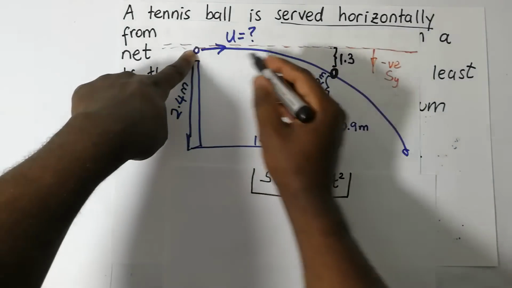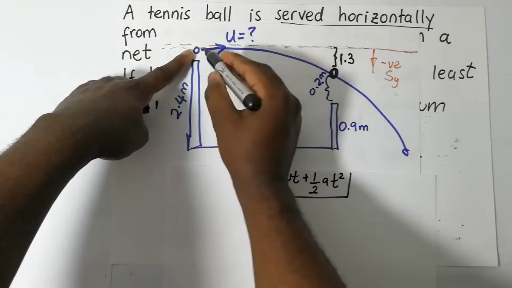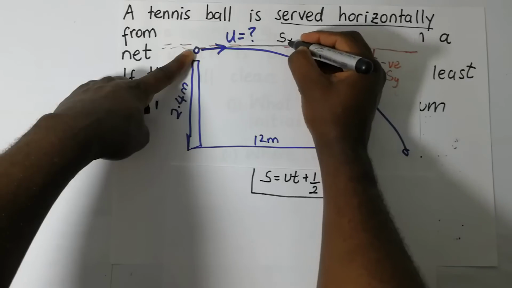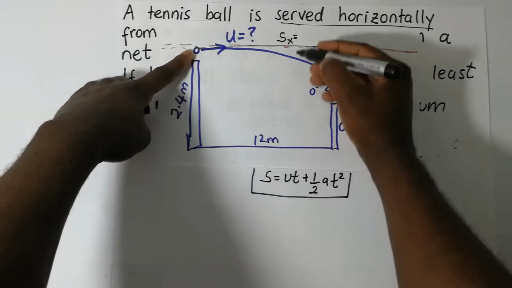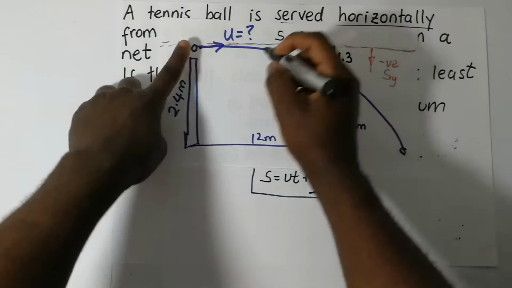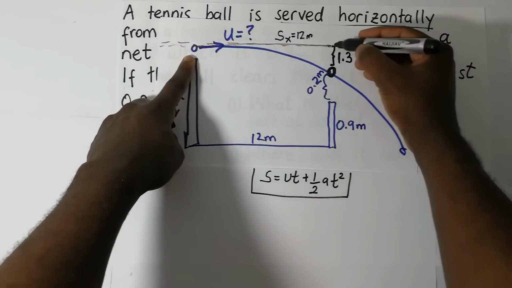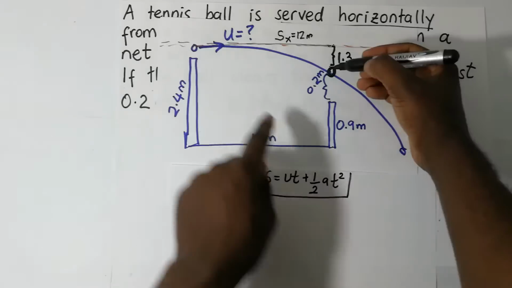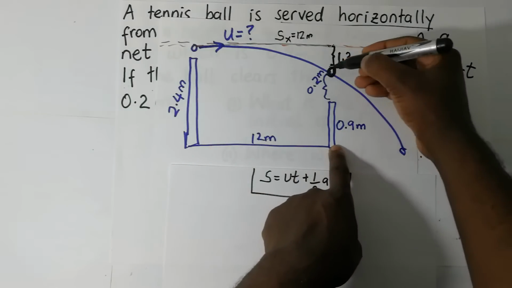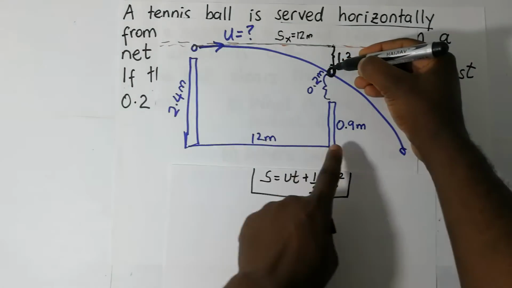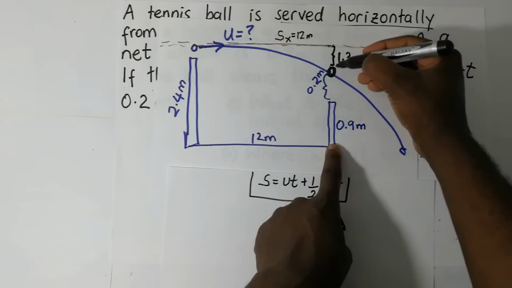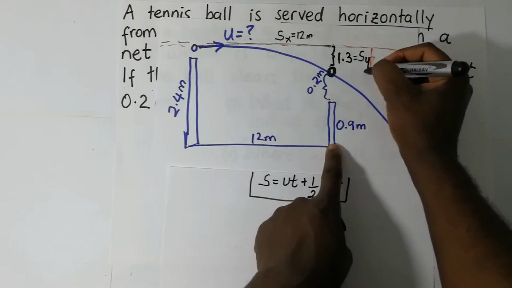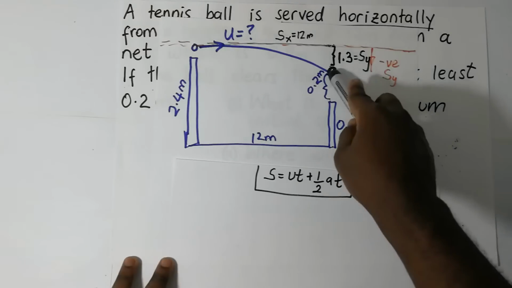In the x direction, by the time the ball is here, the displacement in the x direction is the 12 meters from here to there. Then in the y direction, to reach here, this is 2.4 meters. This is 0.9 plus 0.2, which is 1.1. So 2.4 minus 1.1 gives us 1.3. So this is our displacement in the y direction when the ball has reached that point.